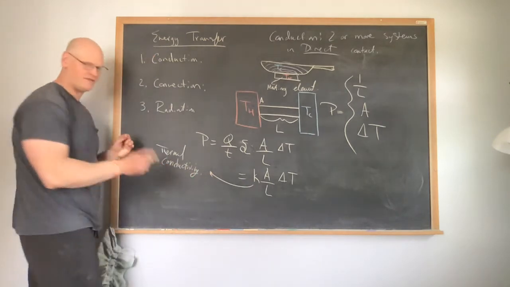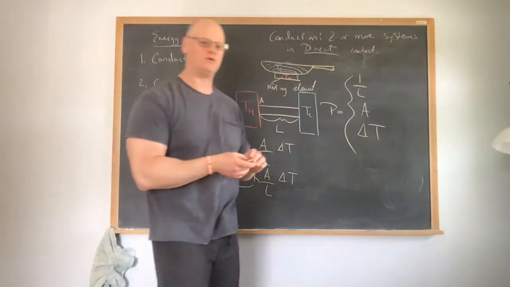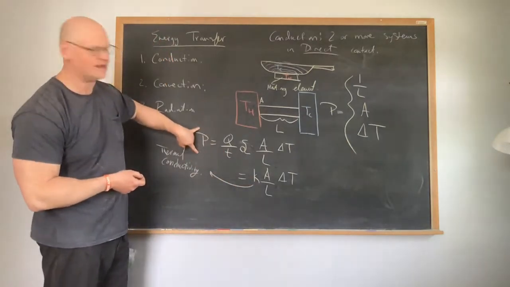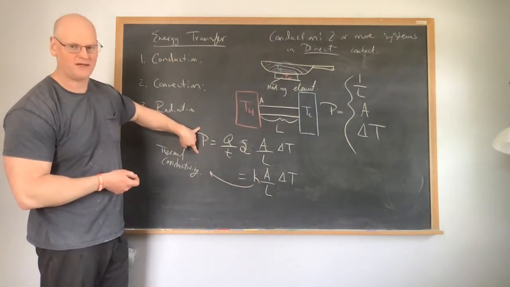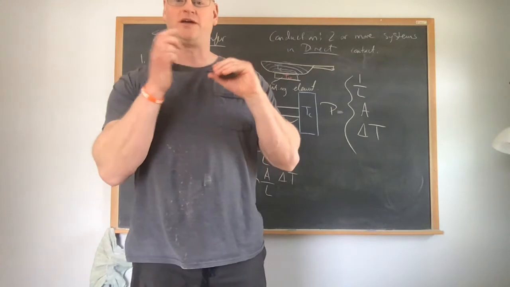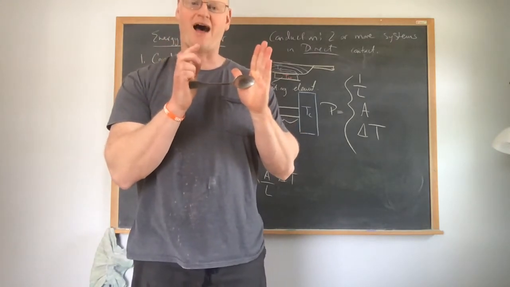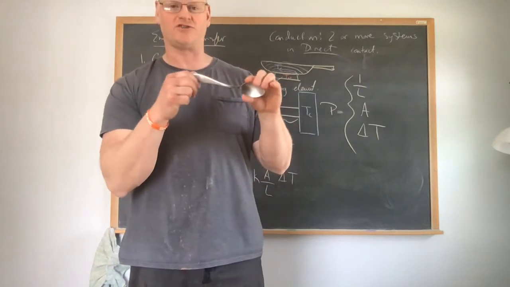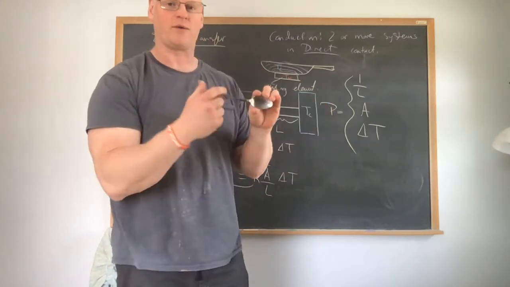So different objects have different thermal conductivities. As we can see from here, the larger the thermal conductivity, the larger the rate is going to be, which means the energy is going to transfer faster. For example, going back to my spoon, which is made out of metal: metal has a very high thermal conductivity, which means it's a very good conductor of thermal energy, so it allows energy to move through very quickly.